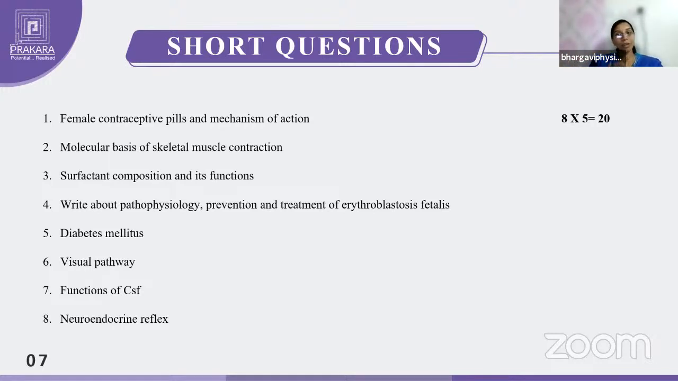Here you have to explain what is neuroendocrine reflex, and you are taking the example of the milk ejection and explaining that one. Okay, with this you can wind up this answer. So if you are explaining like this, you are going to get 5 marks.